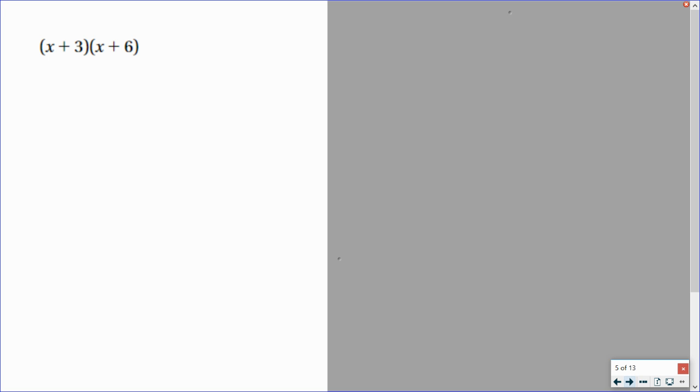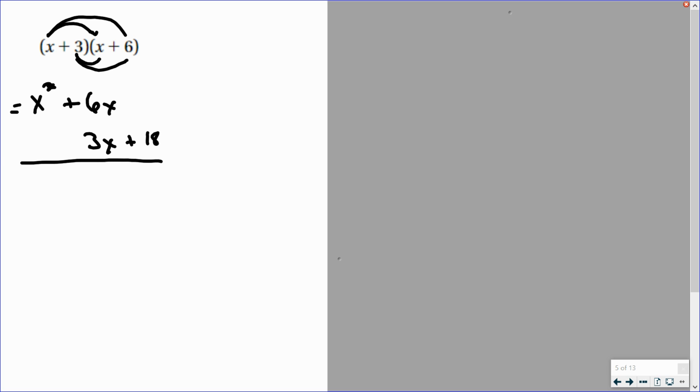Again, using the distributive property to do this. This one, same thing. I really like to put my arrows in here to help me know what I'm doing. x times x, x squared. Remember, you just add those exponents. x times 6 is 6x. 3 times x is 3x. 3 times 6 is 18. x squared, 9x, 18. Now, what happens if these two things don't match up?